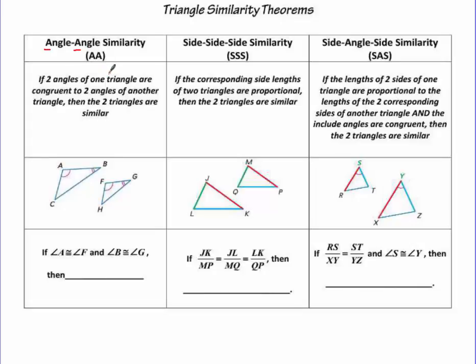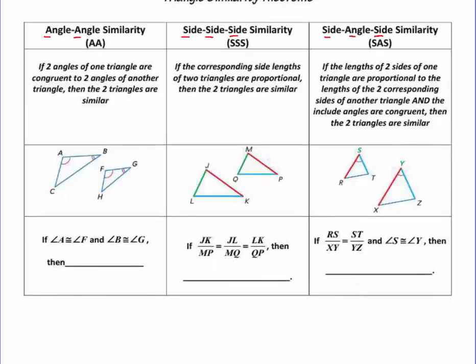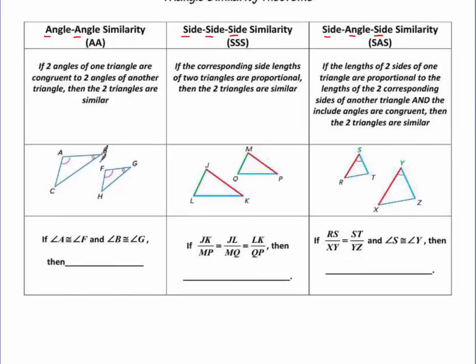And you should remember some of these patterns. If you look up here, we have side, side, side. We have side, angle, side. Okay, these are three patterns that we've talked about before. So when we come across these patterns, they're going to be used to show us that two triangles are similar.